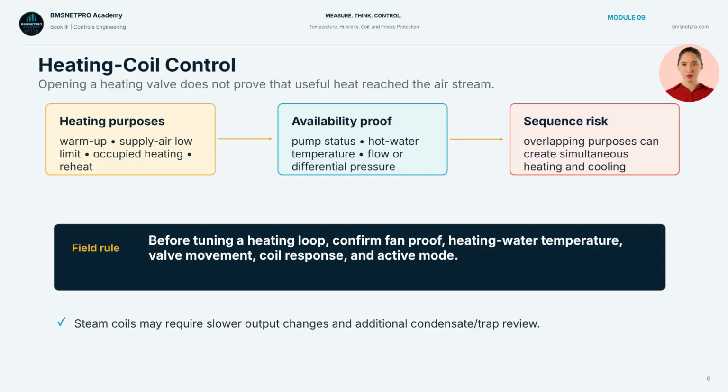Heating coil control may serve warm-up, low-limit control, occupied heating, or reheat. The sequence must avoid overlapping purposes that cause simultaneous heating and cooling. A valve opening does not create useful heat if the pump is off, water temperature is low, flow is unavailable, or the coil is not transferring heat. For steam coils, condensate removal, trap condition, and valve characteristics also affect control.